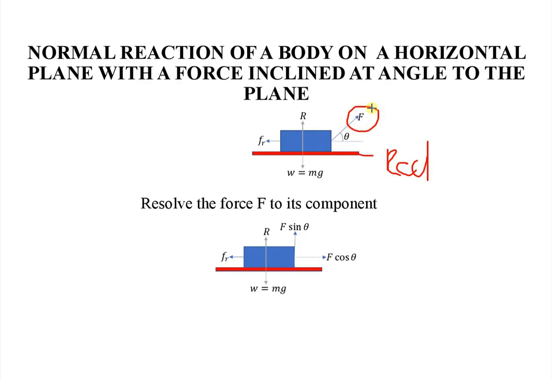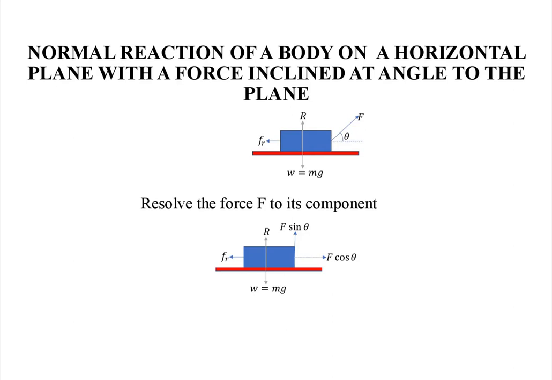Then this is the force that is acting on that body, which is inclined to the plane. So we can see that there is a difference in orientation in this question. The orientation has changed, and we have to redefine our normal reaction. We said that normal reaction depends on the orientation of the force. If the force is inclined, the definition will be different than when the force is parallel to the plane.